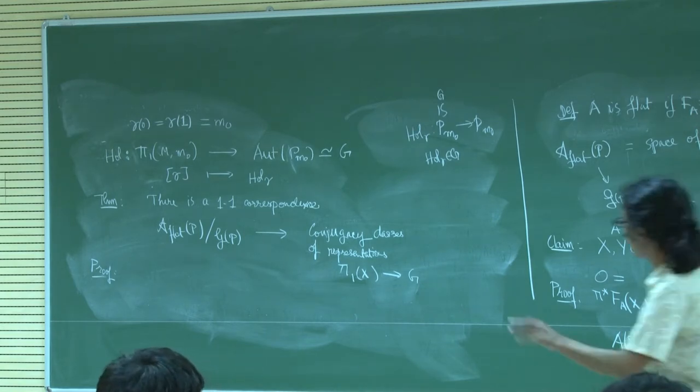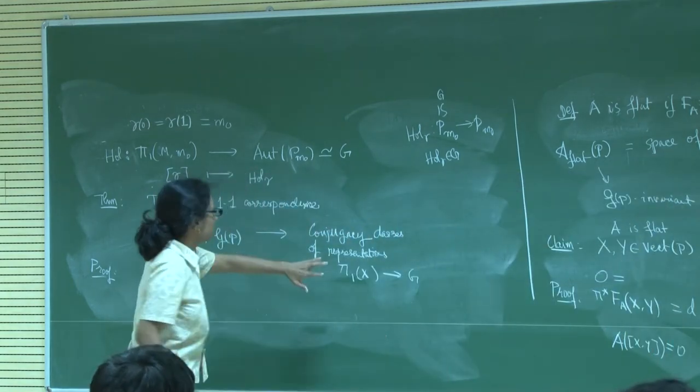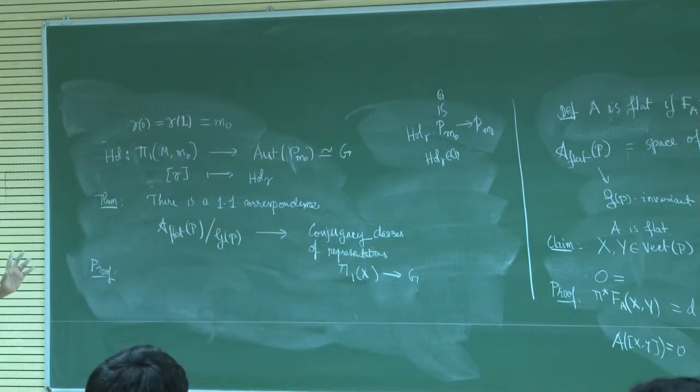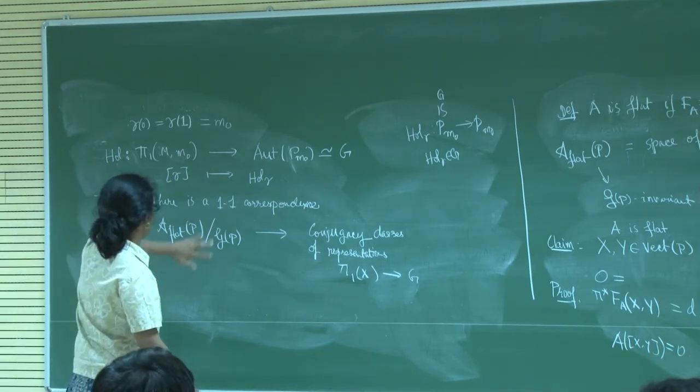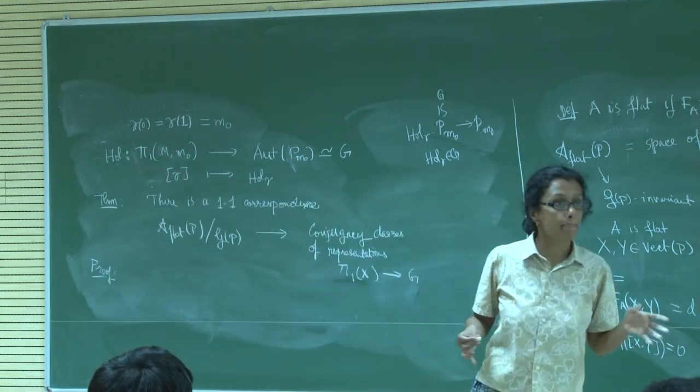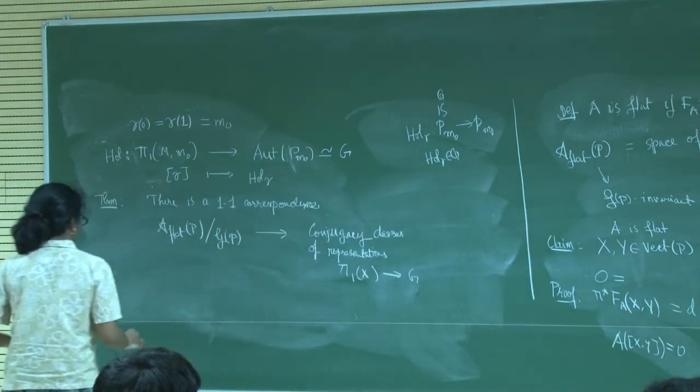Okay, so the proof for this is: given a representation, how to construct a bundle. So we have to construct two things here. We have to construct a bundle and we have to construct a connection.